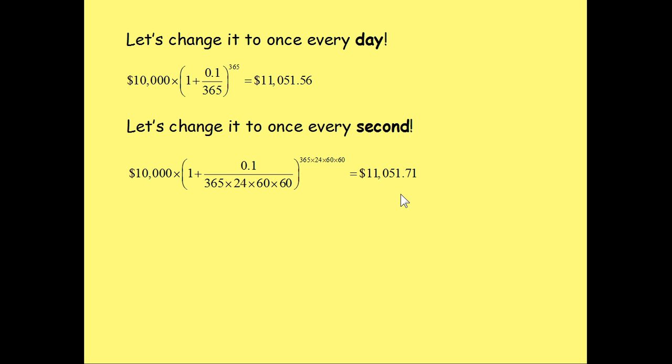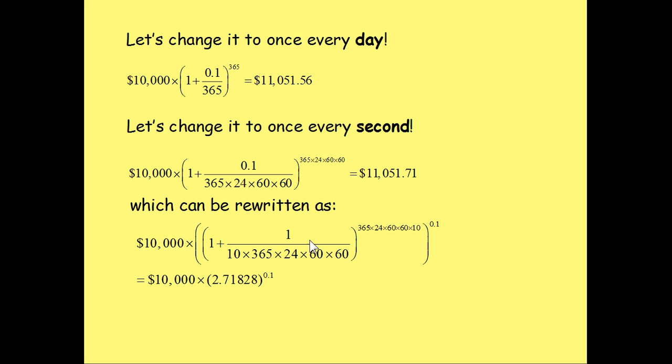So I hope you can see where I'm going with this. If I change this to once every 10th of a second, once every 100th of a second, effectively I can keep going on like this forever. But what we start to notice is that the number is getting closer and closer to a single value.